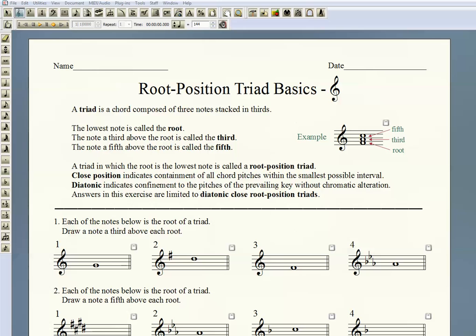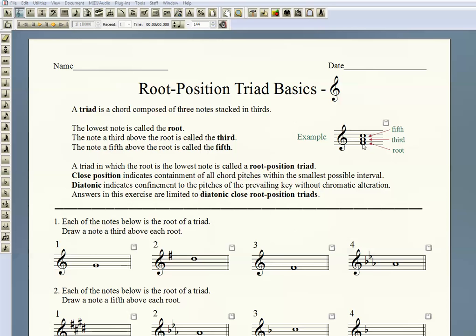Now the bottom note is called the root. Okay? And then the second note up, the middle note, is called the third. So we have root, and we have third. And it's because it's a third away from the root. So in this case F, F, G, A. It's the third note away from the root. And then the top one is called the fifth.